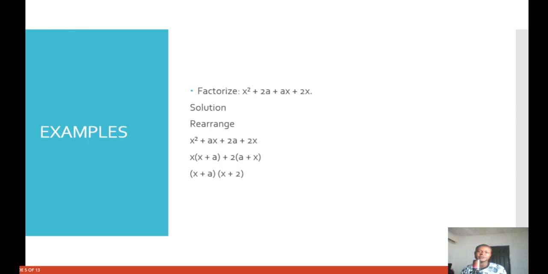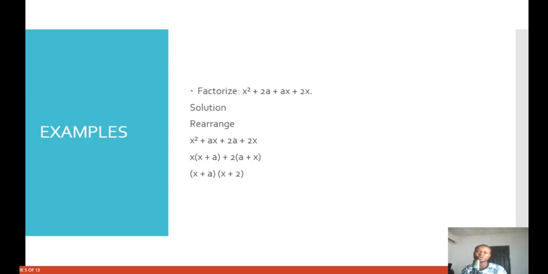Now if you have solved, let's check this together. So we are asked to factorize x squared plus 2a plus ax plus 2x. In this, we can see that nothing is common to them. x is not common because this term here has 2a, there is no x there, but the other expression has x. So I cannot take my factorization directly like that.